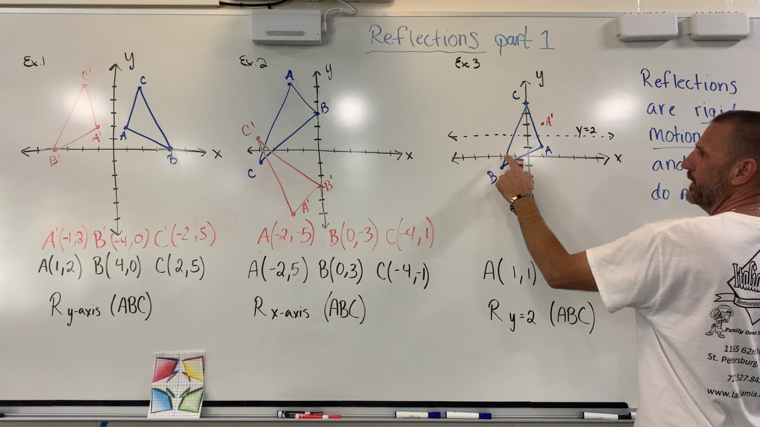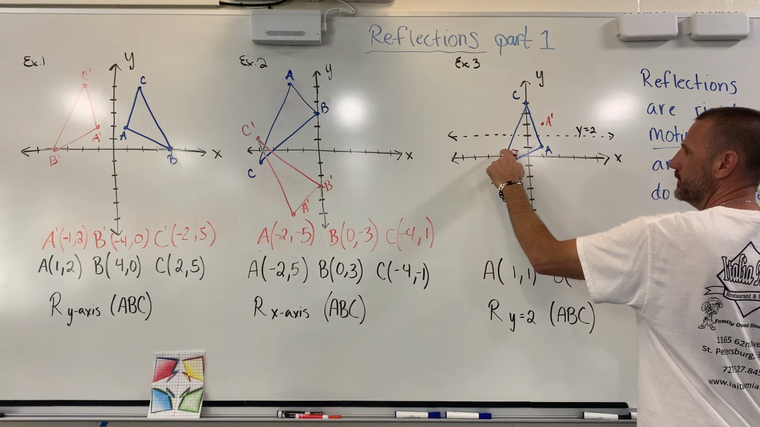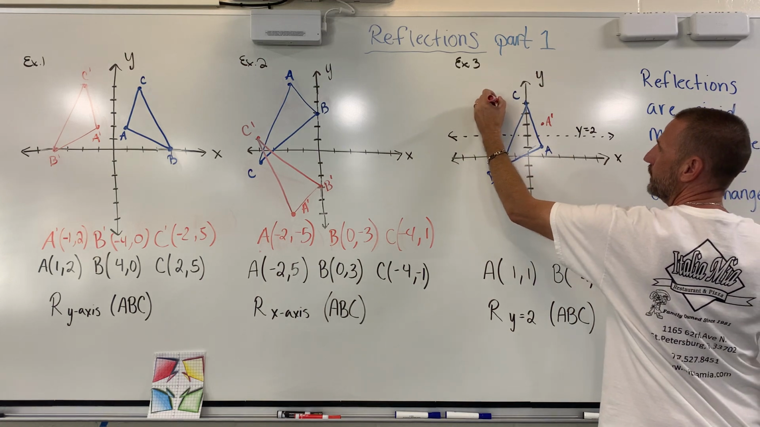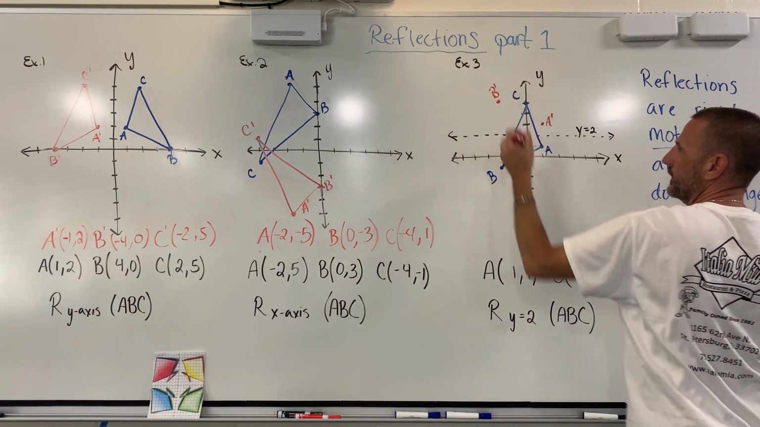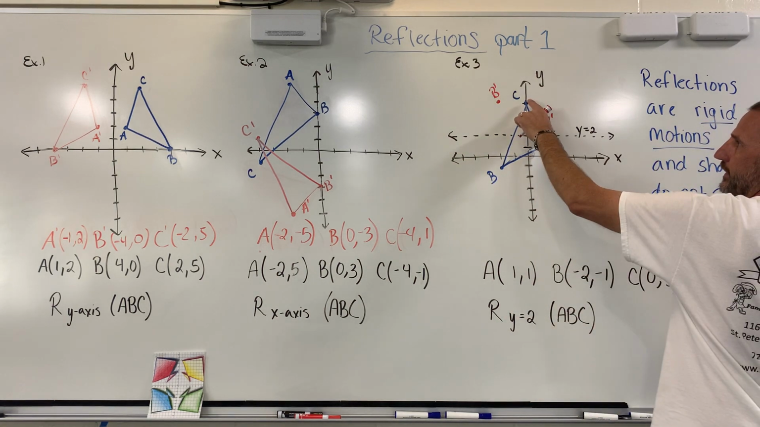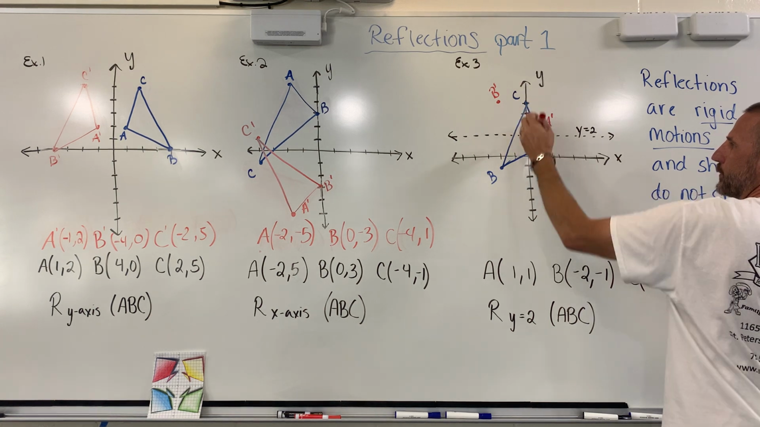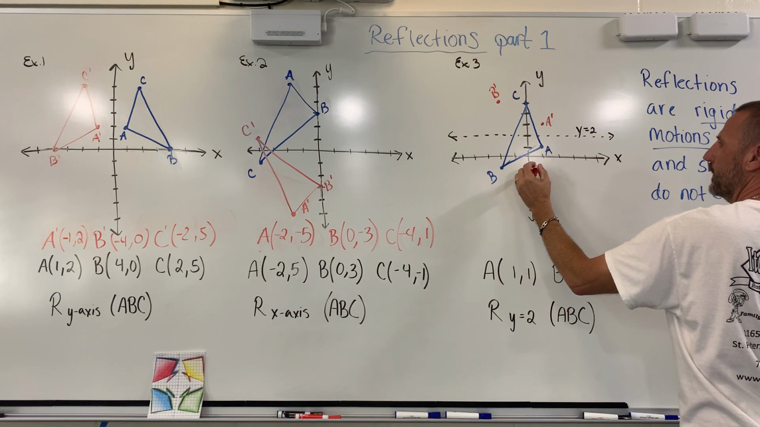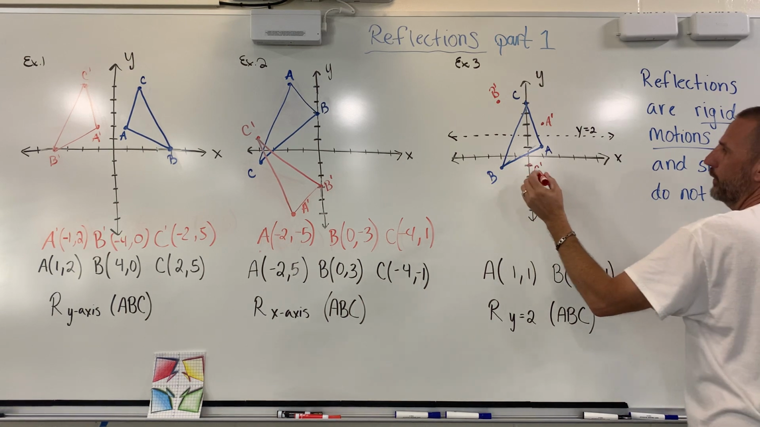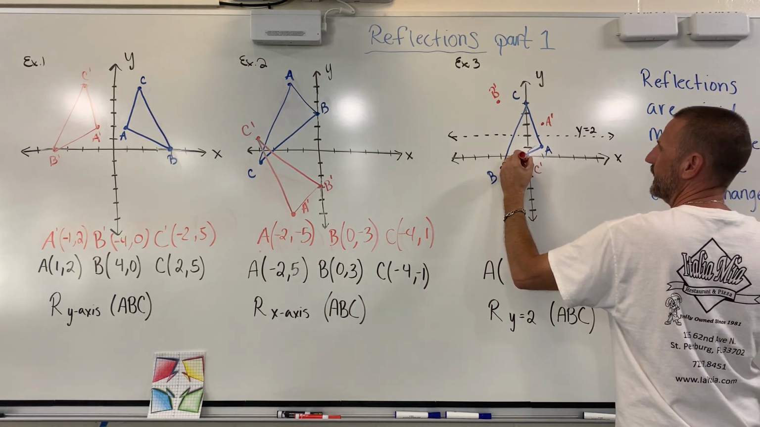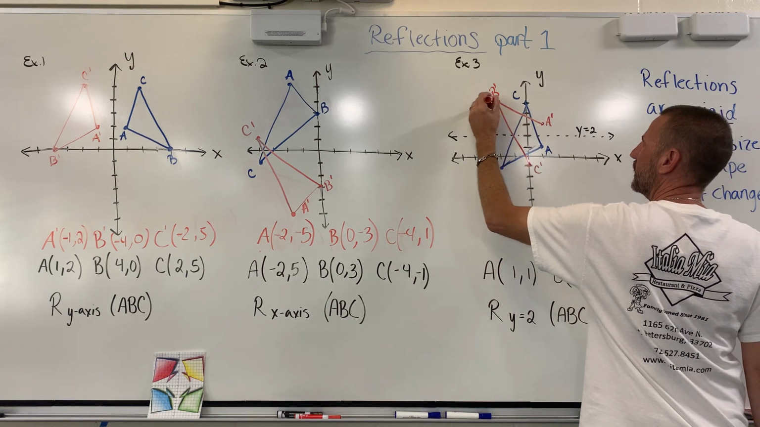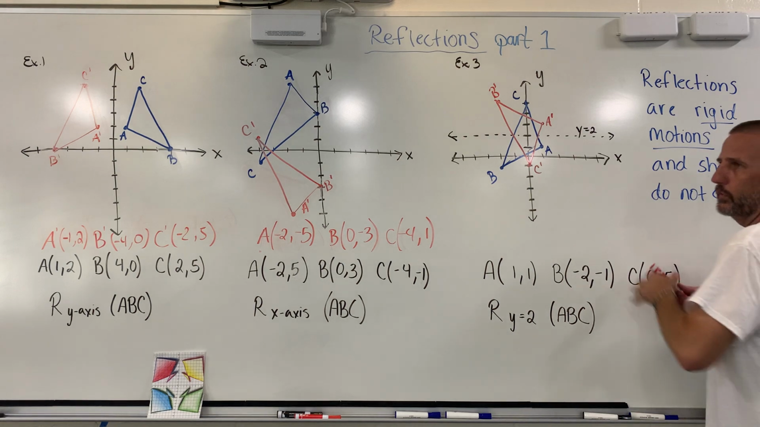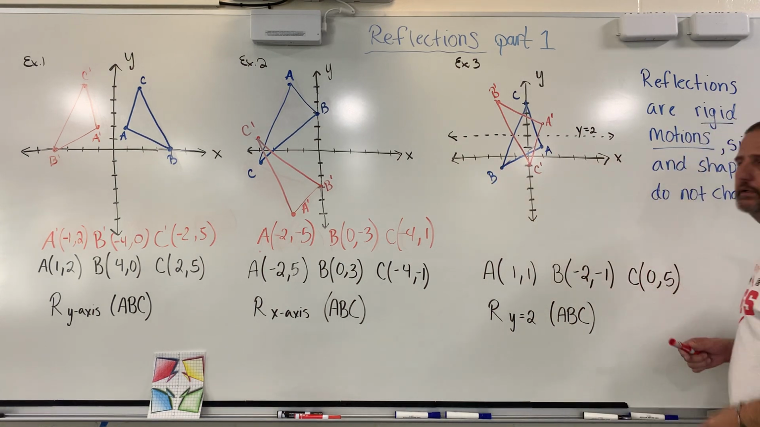Just like on this one, we're 1, 2, 3 below. Well, let's count 1, 2, 3 above, and we're going to get our next value. And the last one is 1, 2, 3. Now when I connect these 3 dots, let's see what I get. And you can see that I've reflected over the line y equals 2.